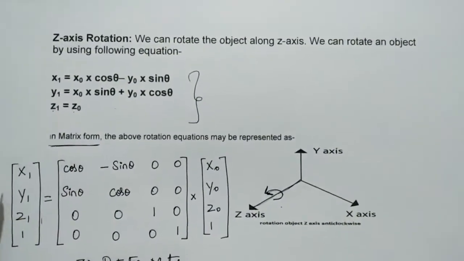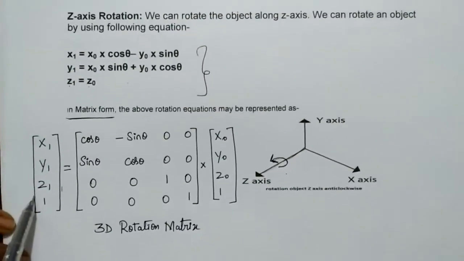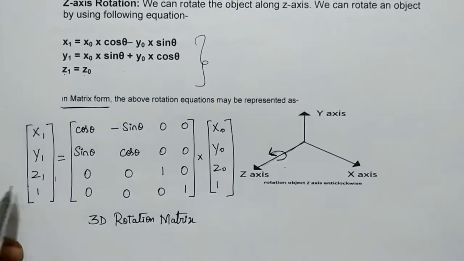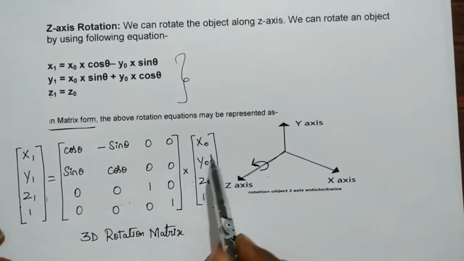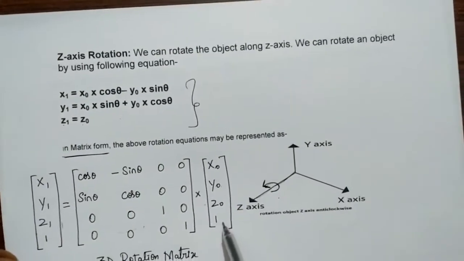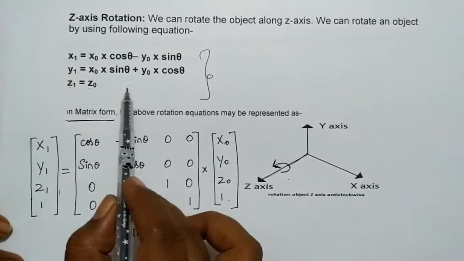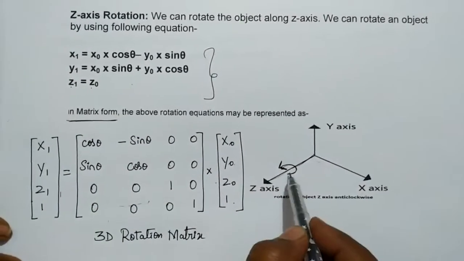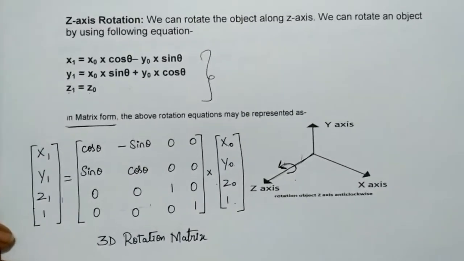Here, in this matrix form, we can get the new values of x, y, z of a rotation of a 3D object by multiplying the rotation matrix with the initial values of the 3D object. Using this matrix form or this equation, we can rotate an object clockwise or anti-clockwise along the Z-axis.